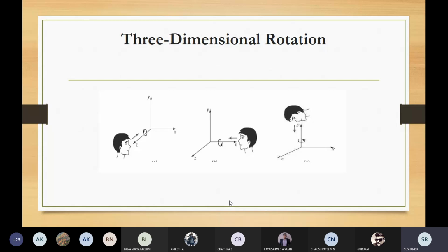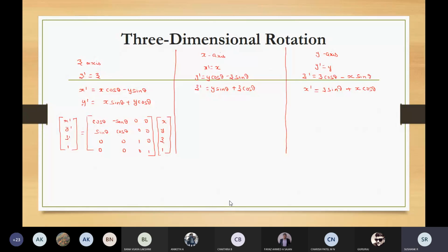formulas. When he is looking along the z-axis, the formula will be something like z dash is equal to z, where x dash is equal to x cos theta minus y sin theta, and y dash is equal to x sin theta plus y cos theta.